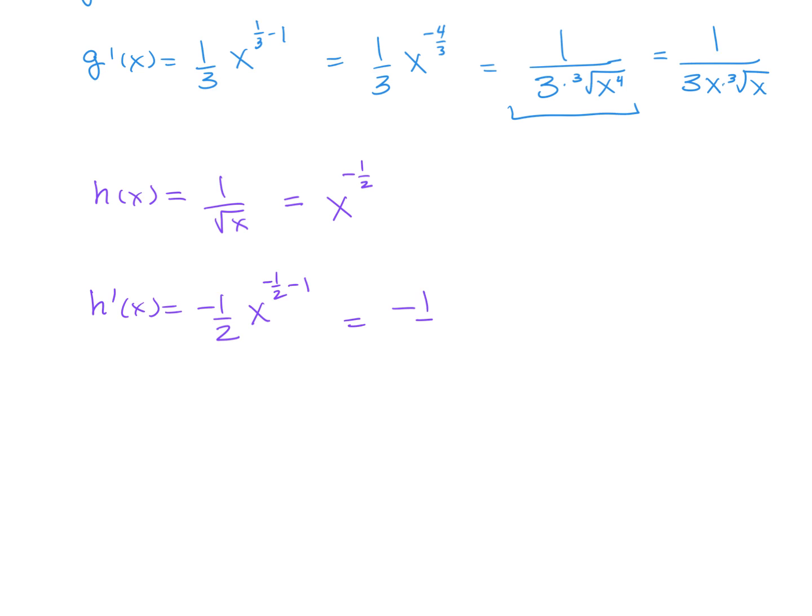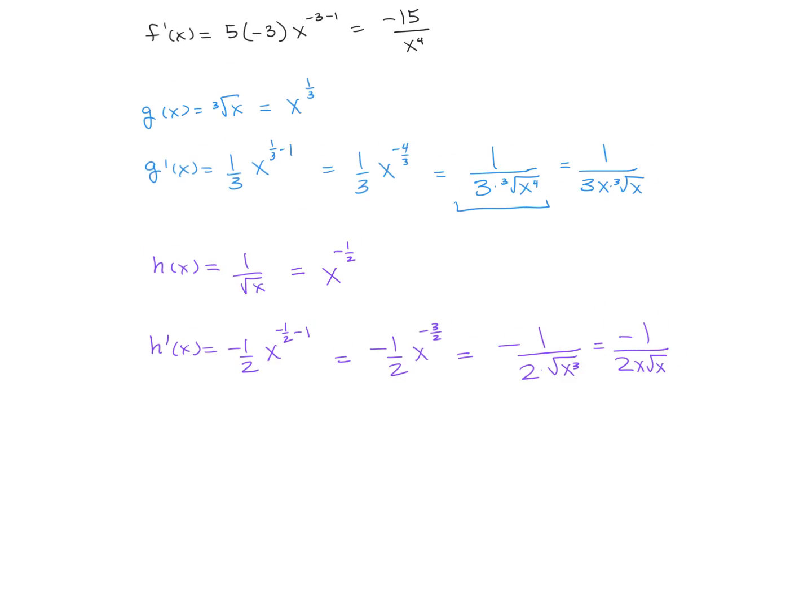That's the same thing as negative 1/2 times x to the negative 3/2, which comes from taking a negative 1/2 minus 2/2. Writing this, it's going to be negative 1 over 2 times the square root of x cubed, which of course simplifies down to negative 1 over 2x square root x.